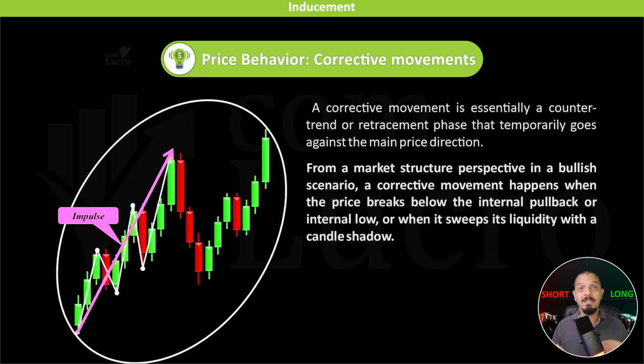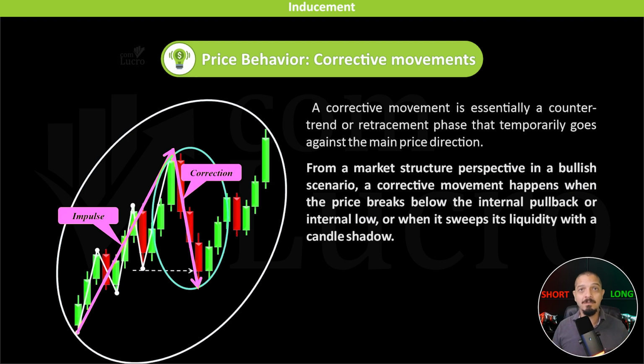Now, let's discuss the corrective movement. A corrective movement is essentially a counter-trend or retracement phase that temporarily goes against the main price direction. From a market structure perspective, in a bullish scenario, a corrective movement happens when the price breaks below the internal pullback, or internal low, or when it sweeps its liquidity with a candle shadow.